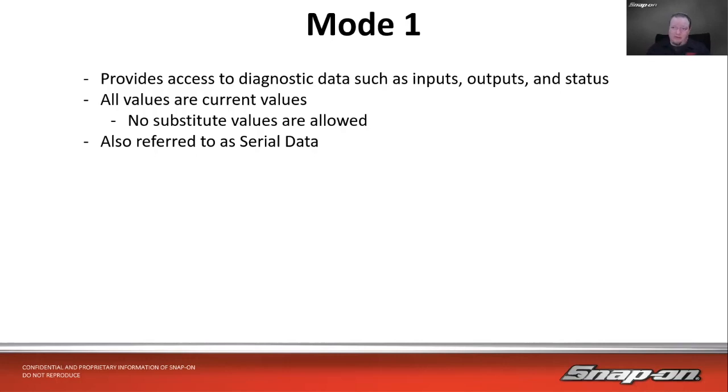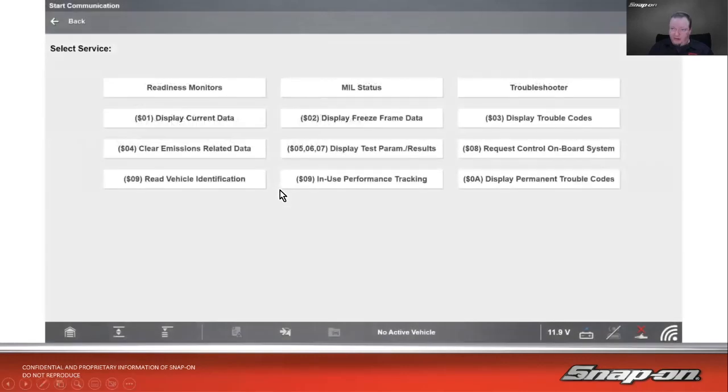Some manufacturers, depending on what the issue is with the vehicle, may add substitute values to keep it running down the road. In the case of OBD generic data, you will not have that. It'll just be whatever the current value is, that's what it is. There are no substitutes allowed. It can also be referred to as serial data, so you may have heard of it that way.